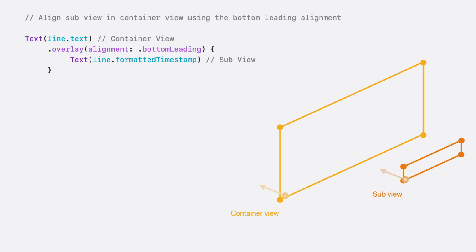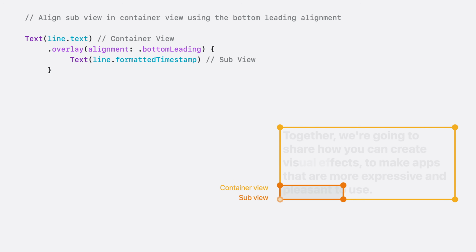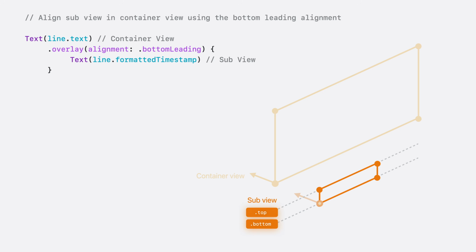Now, the pin goes through the bottom leading point of each view, and they lock together there. Right now, the layout system asks for the bottom leading alignment, and so the subview returns its bottom leading point to punch through. If I were to explicitly express this in code, I would write an alignment guide here to mean bottom is bottom.